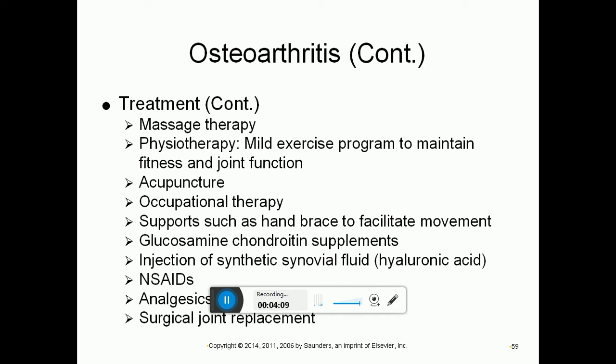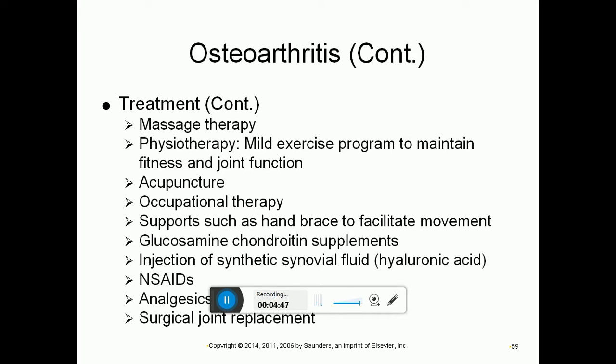For treatment, you can give them massage therapy. You want to treat the inflammation and the pain with nonsteroidal anti-inflammatory drugs, physical therapy, and occupational therapy. If the arthritis is really bad, you might have to immobilize the joint for a while, maybe in a hand brace. Trials include injection of synthetic synovial fluid, also known as hyaluronic acid. There are also glucosamine chondroitin supplements.